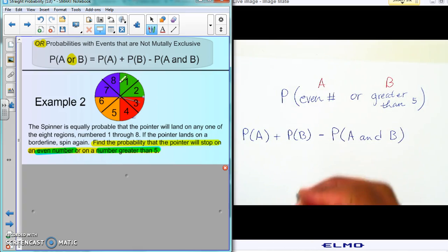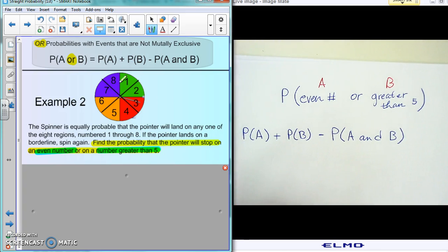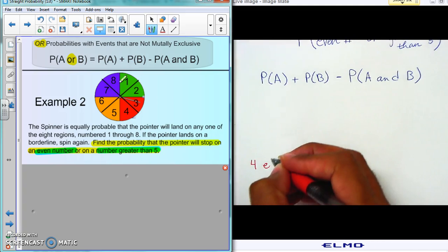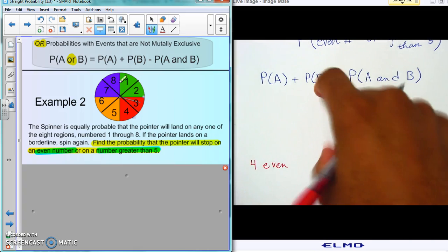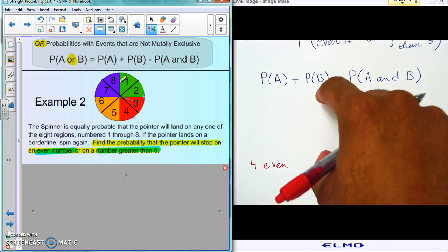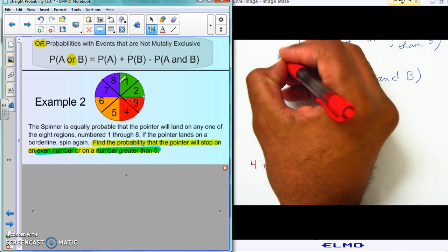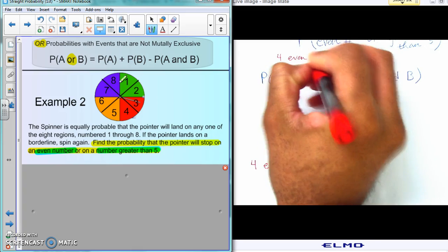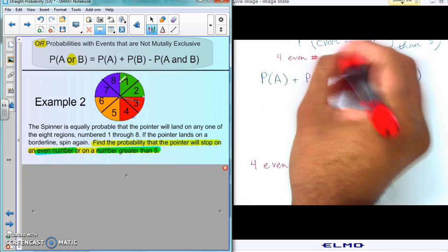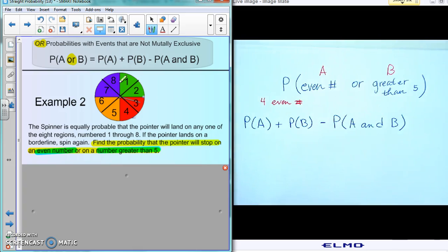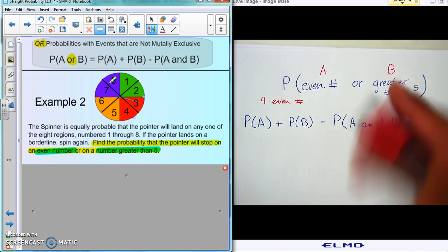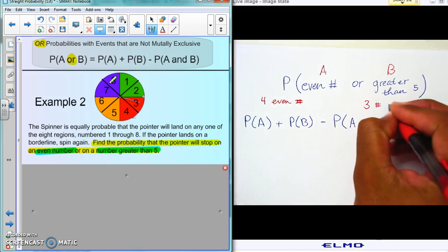So before we do any work here, I'm going to put this down here. There are 4 even numbers. Leave space up here because that's going to be important for what we're going to do. Actually, let's put it right here, for even numbers, because that's event A. All right, so for event B, how many numbers are greater than 5? Greater than 5, not 5 and more, but greater than 5. And so we should see that 6, 7, and 8. So there are 3 numbers greater than 5.